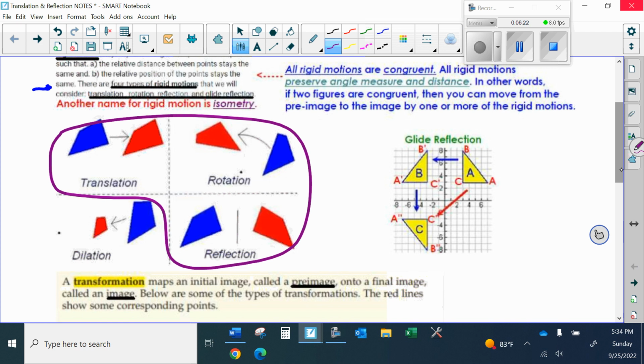These are on the DCAS. That's why I'm highlighting these. Rigid motion, isometry, you've got to know it. Okay, all rigid motions are congruent.